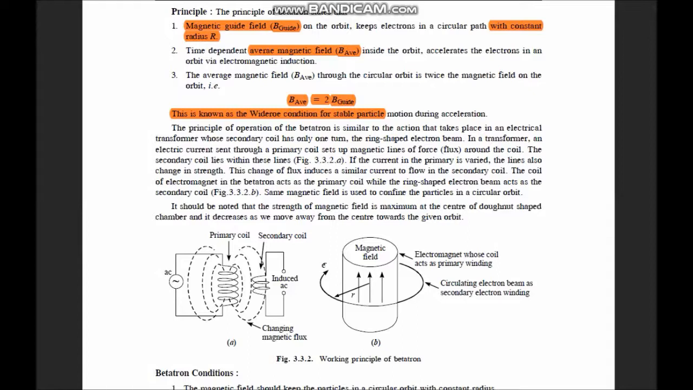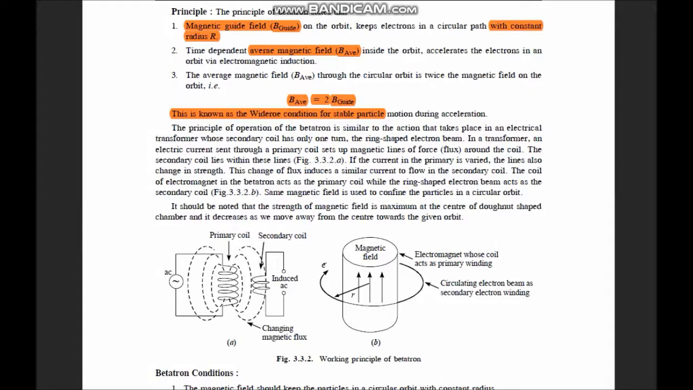So in both cases no electric field is applied directly, rather one magnetic field is used to move the electrons in a circular path, and the second magnetic field, which is time varying, is used to accelerate the electrons indirectly. And this Betatron condition is, B average must be twice B guide.